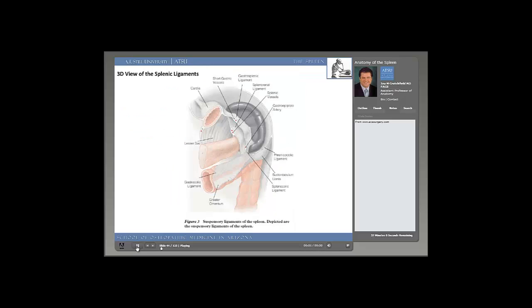This image was taken from the American College of Surgeons textbook called Surgery, and it's just a three-dimensional view of the ligaments, which we didn't see in the previous slide. The spleen is in the posterior left upper quadrant, the colon sits below it, the tail of the pancreas sits in the hilum, and the main vessels of the spleen sit in the splenorenal ligament. It's just a three-dimensional image of what we've already seen.